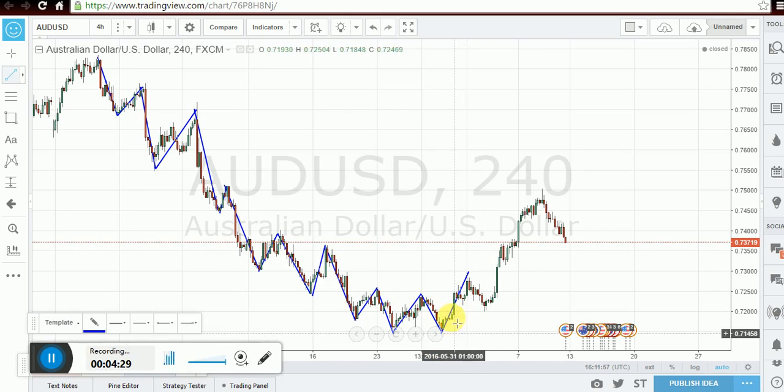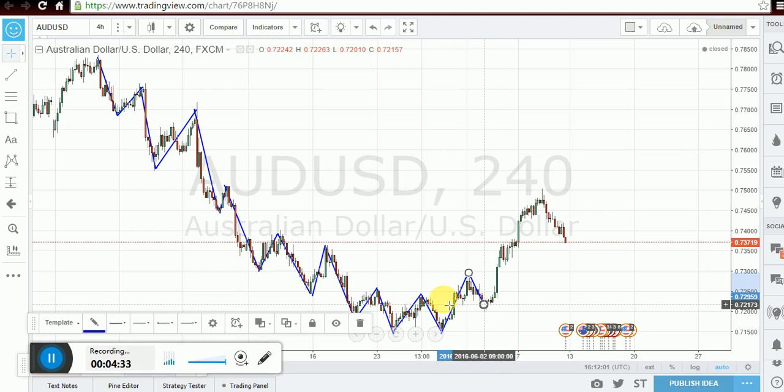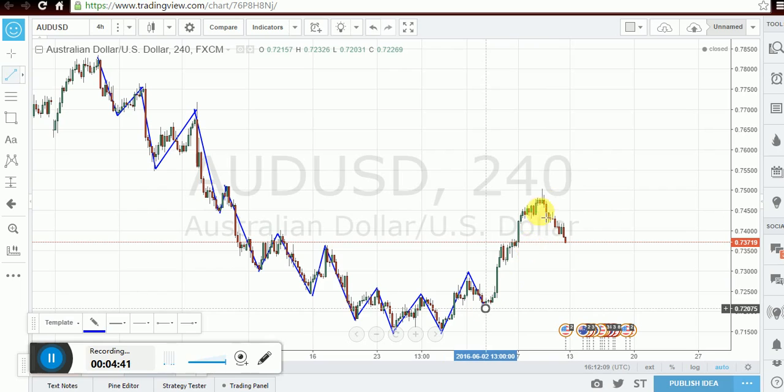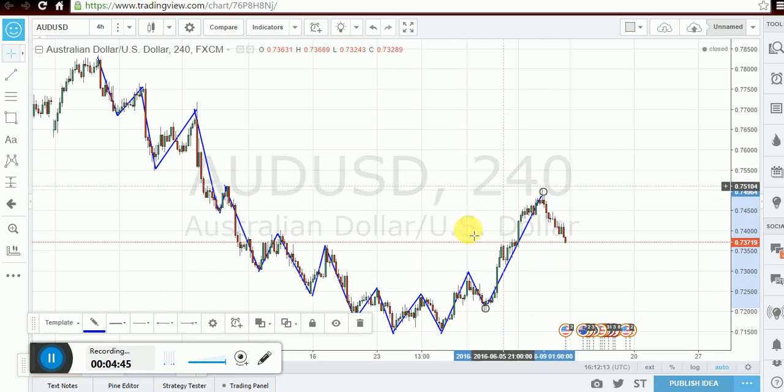So a break of previous structure, the market came back down into previous structure support, resistance now turned support actually, and then we rallied, forming a new structure high. So at this point, the market puts in a bullish structure.